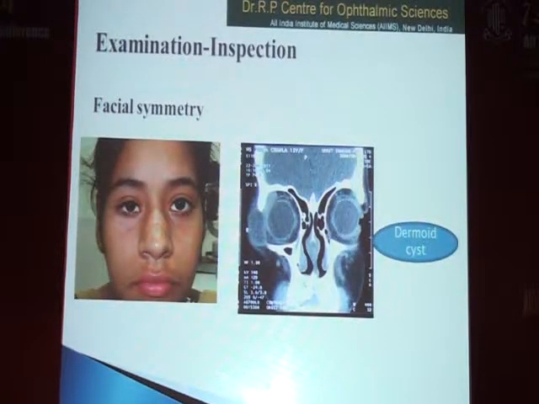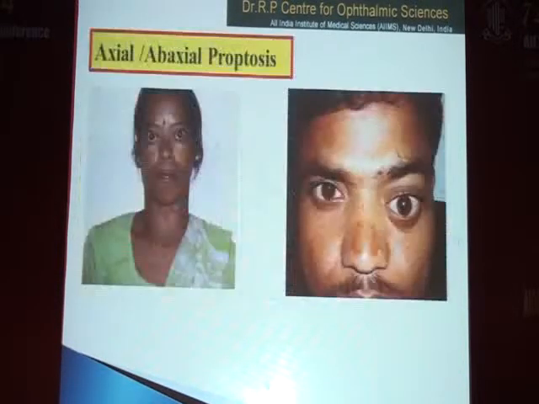Now, coming on to the examination by itself, first and foremost we should do a thorough inspection of these patients, especially looking for subtle facial asymmetry, like this one of the patients with the dermoid cyst, as you can see here. There is a facial asymmetry on the right side, and you can see the dermoid cyst on a CT scan.